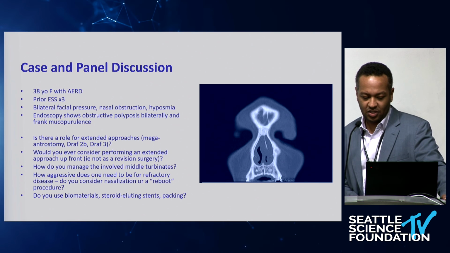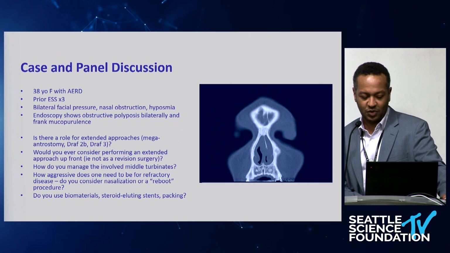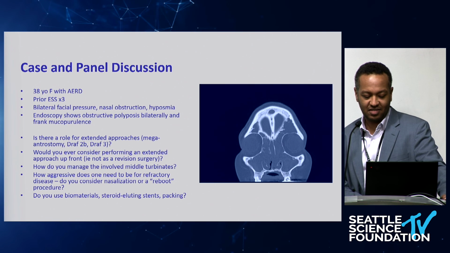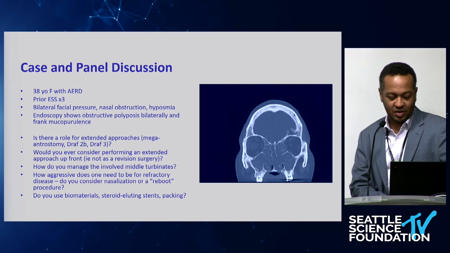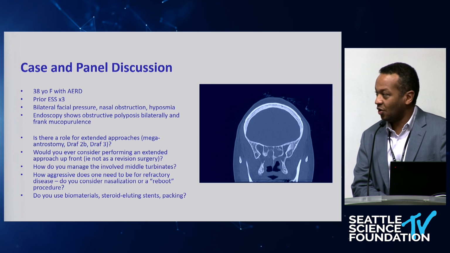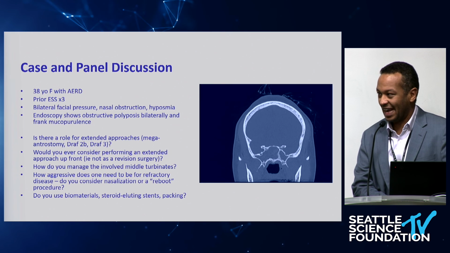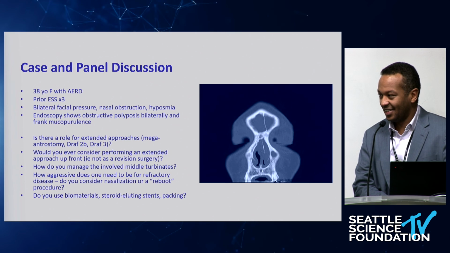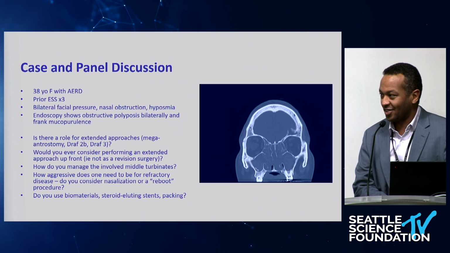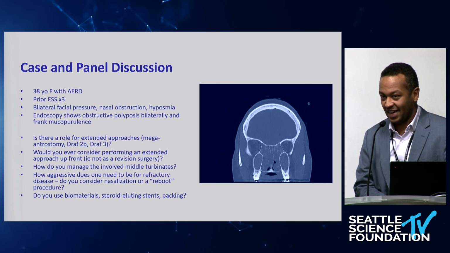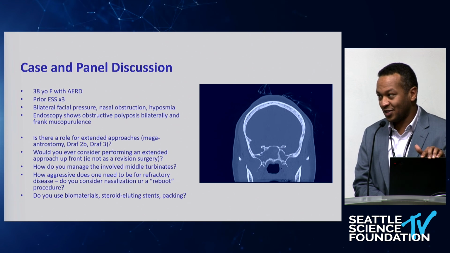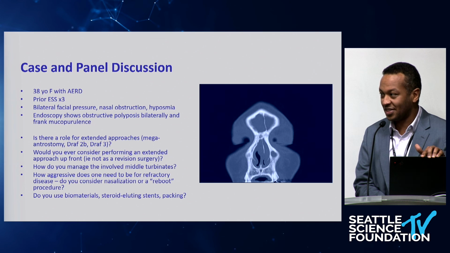All right. So in the last few seconds here, AARD case. The key question here for me is, do you ever consider going aggressive up front? I'm just going to end it with that, and I'm going to open up to the panel. Let me know your thoughts. Do you go aggressive up front? And what I mean by that is, do you just go straight to a mega antrostomy, straight to a draft 3? There are folks in Australia and the like who are big proponents of this.